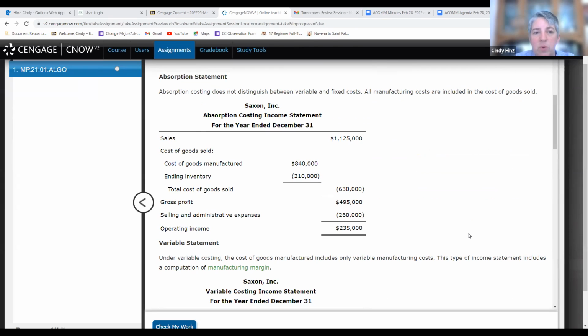We're then given an absorption costing income statement. We know that in the absorption costing income statement, the difference from a variable costing income statement is how the fixed manufacturing costs are treated. Absorption costing is what's required for GAAP, and those fixed costs are going to be included in the cost of goods manufactured and in ending inventory. So some go on the income statement as part of cost of goods sold, but others are going to be attached to units in ending inventory.